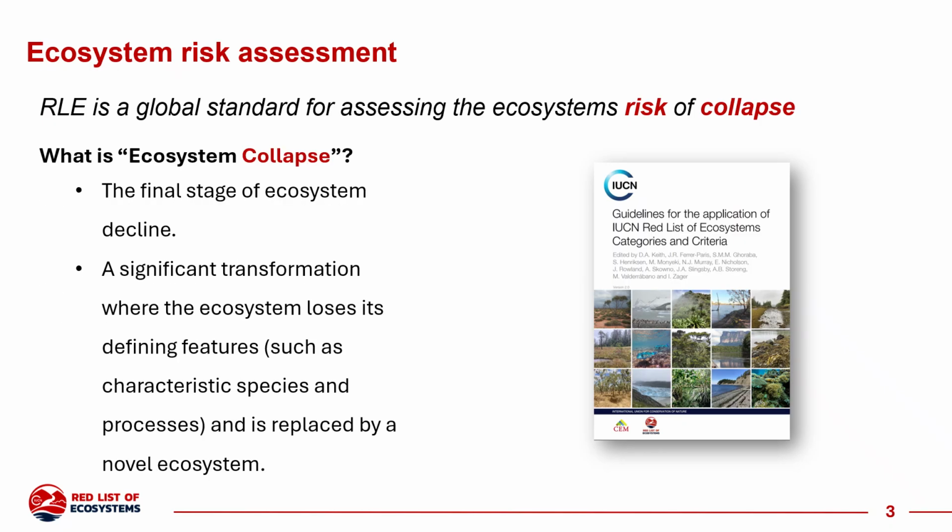Unlike species which can go extinct, ecosystems don't simply disappear. Instead, collapse refers to a major transformation where the ecosystem loses its defining features, structure, or function, and is replaced by a fundamentally different ecosystem. This may have some elements in common with the previous ecosystem and may be valuable, but is no longer considered the same ecosystem due to the loss of its essential components or interactions. Ecosystem collapse represents the final stage of ecosystem decline.